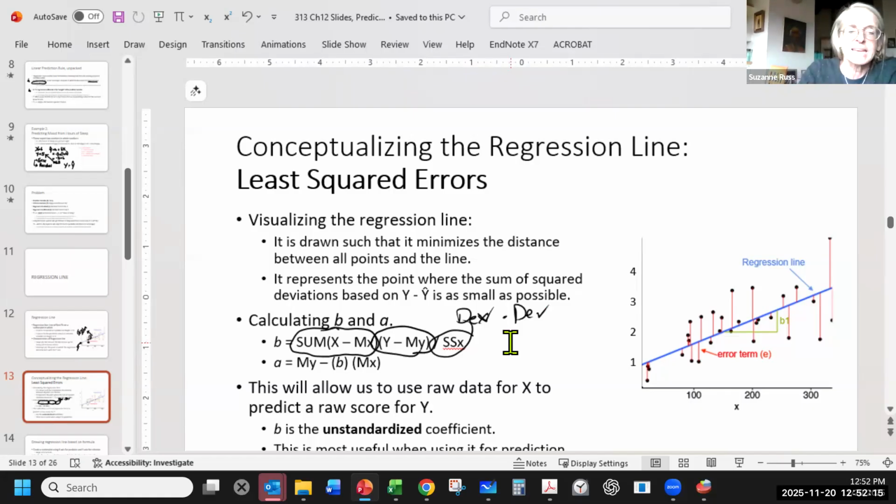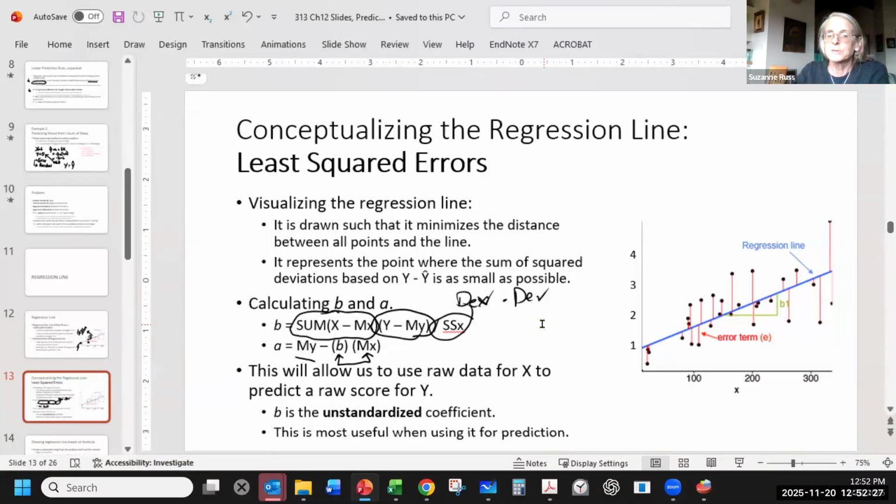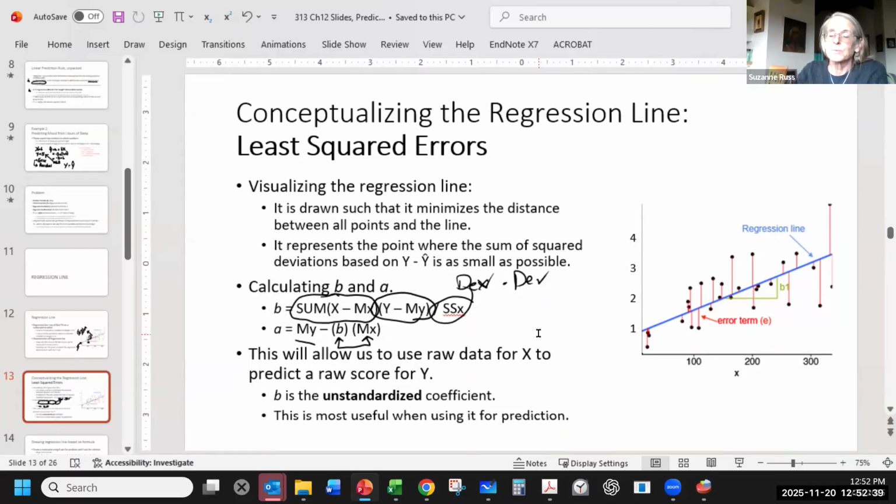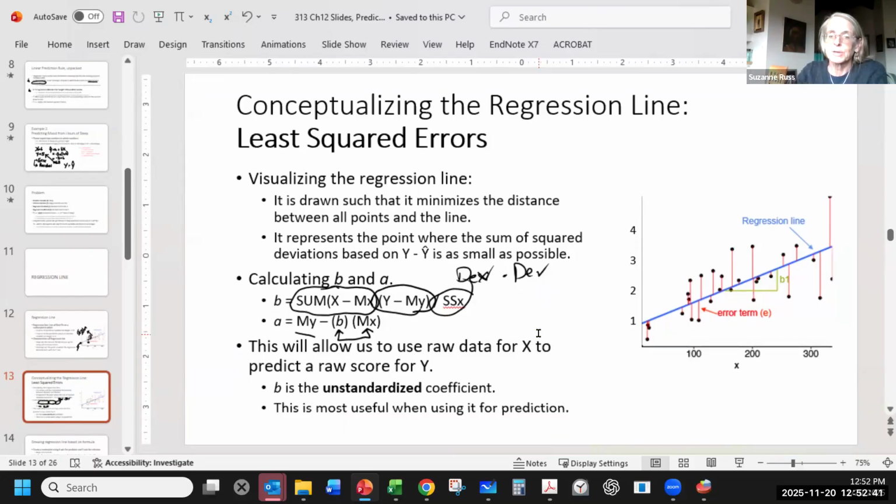To calculate A, the constant, we take the mean for y, and we subtract that B that we just calculated times the mean for x. That gives us the figures we use to do two things. It gives us the figures we need to predict a score, and it gives us the figures we need to draw the regression line. Once we do that, we only need 2 points.